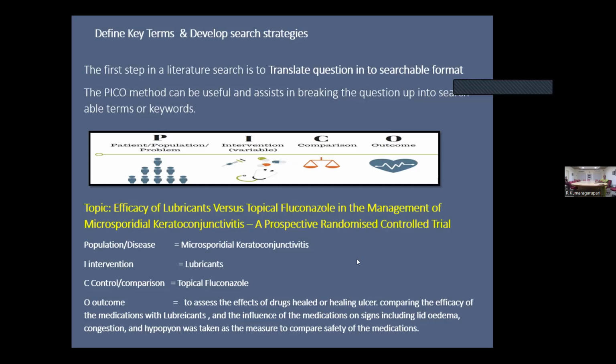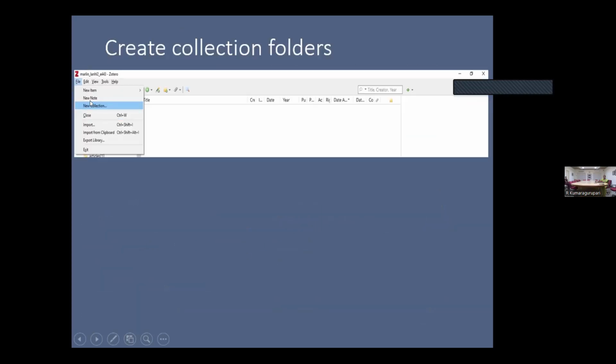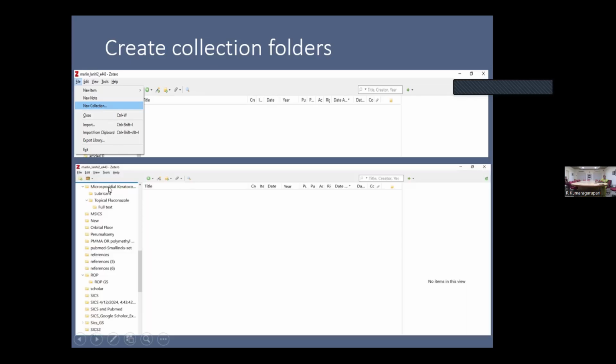Then you have to start the collection in Zotero. So here on the left side, you just click New Collection, and then you give the name. First the collection folder is microsporidial keratoconjunctivitis, then lubricants, then topical fluconazole. Then you have some full text. You have to create all the collections first, then do your search.